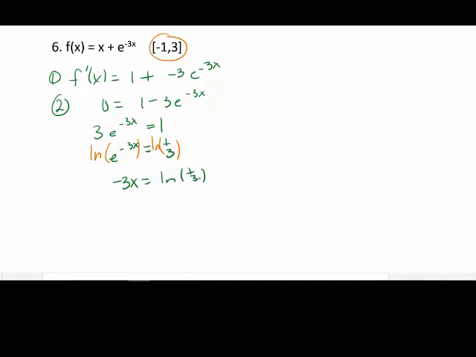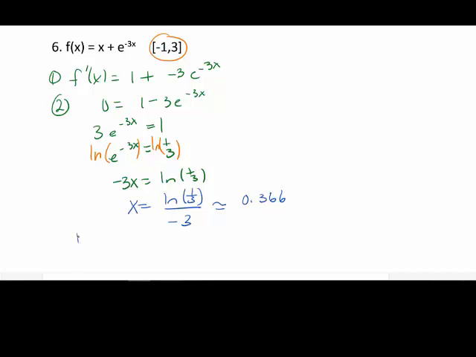Okay. And so remember, my goal here is to solve for x. So now I divide by a negative 3. Be careful when you're typing this into your calculator. Make sure that you close your parentheses. You will get 0.366.